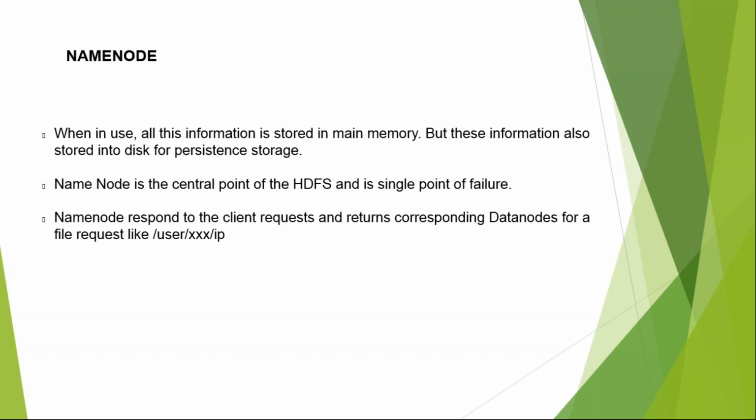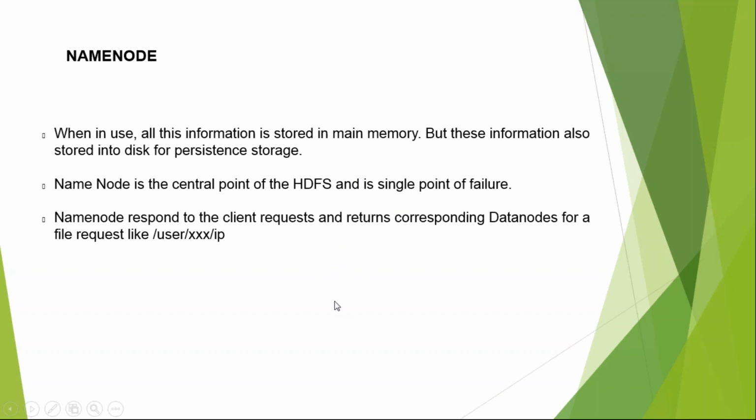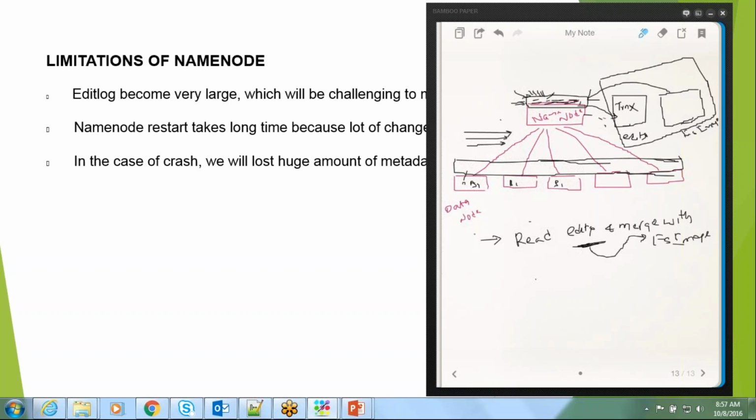Name node responds to the client request with the corresponding data node IP addresses. So we talked about this a few minutes before, right? So that's the functionality of the name node. Then what are the limitations of the name node? It will become very large. So what are the limitations of the name node here?